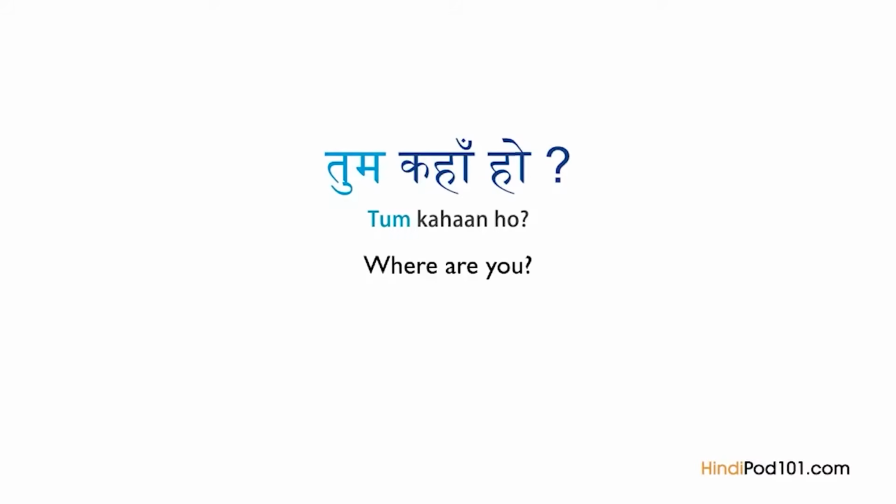First, we had tum, which is the informal you in Hindi. Kahan means where. Ho is the to be verb, which is always used with the informal you. Altogether, it is tum kahan ho? Where are you? So, in Hindi, where is mainly translated as kahan. The question word is always stressed. So, for example, if you want to ask, where do you live?